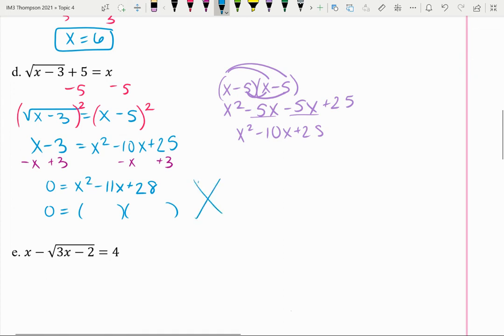So this problem is asking for what two numbers multiply to 28 and add to 11. Whoops, negative 11. That's important. And I get negative 7 and negative 4.